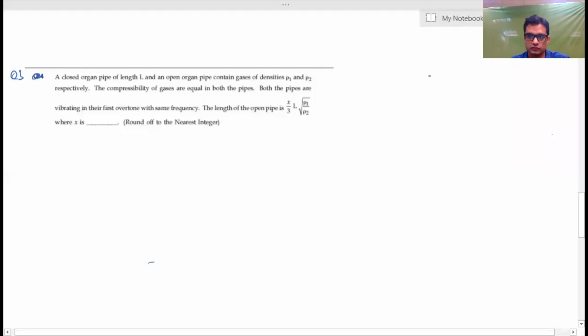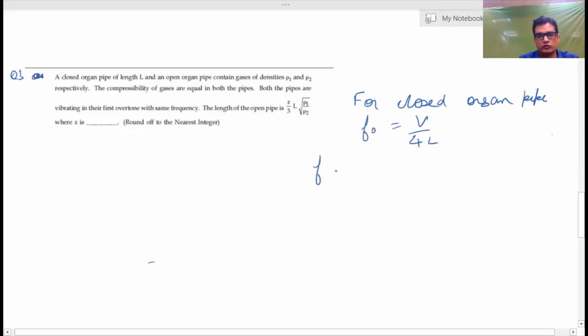Now this is a question of waves. Here it is given that the densities of two gases are rho 1 and rho 2. We have two pipes. One is a closed organ pipe and another is an open organ pipe. And the compressibility is equal in both the pipes, so bulk modulus will be equal. Both the pipes are vibrating in their first overtone with the same frequency. So for the closed organ pipe, fundamental frequency is v by 4L. So first overtone will be 3v by 4L.